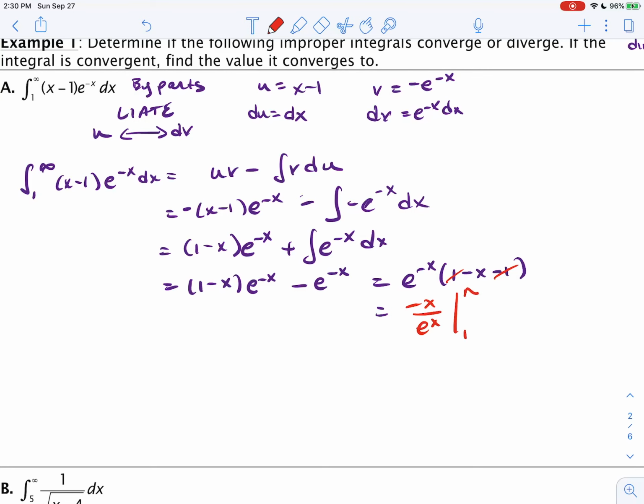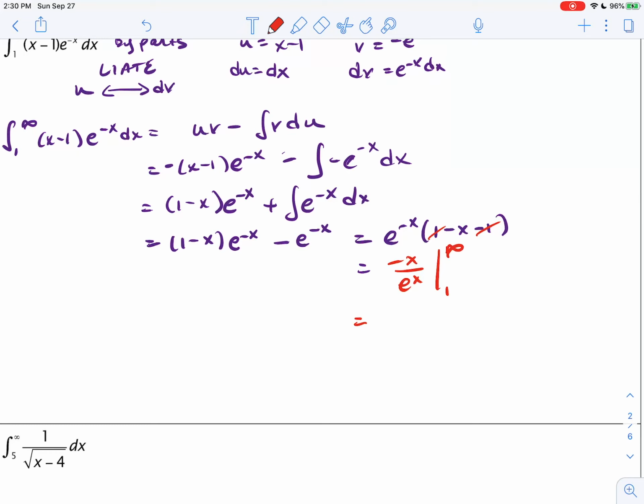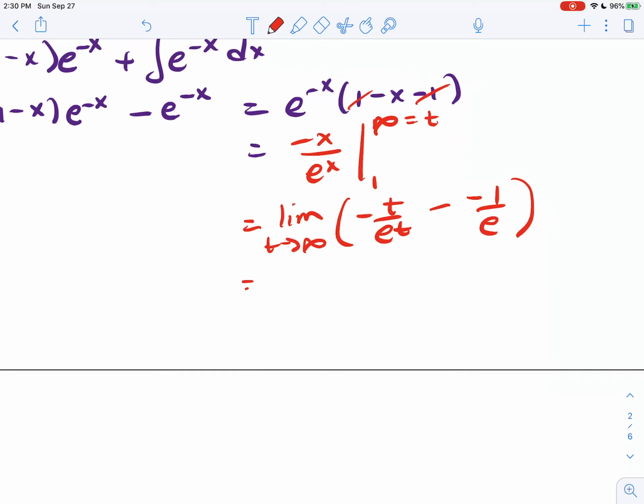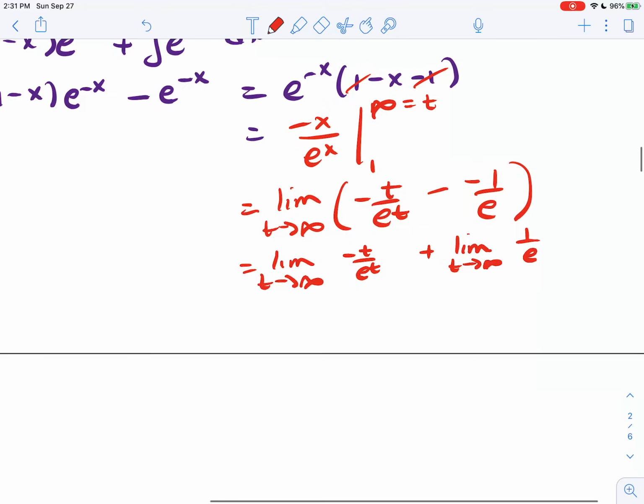I am going from 1 to infinity, so I do want to say that that is equal to the limit. If I let my infinity equal t, I'm going to say my limit as t goes to infinity of minus t over e to the t minus minus 1 over e to the 1. And I can use my algebra of integrals here and say that that is the limit as t goes to infinity of minus t over e to the t. Minus minus is a plus. And I get limit as t goes to infinity of 1 over e.